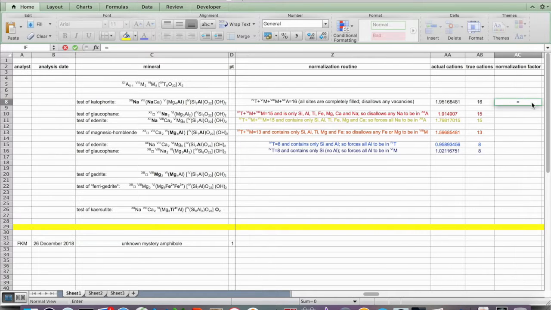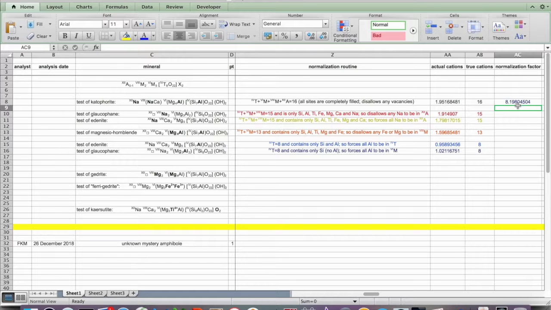And so what we want to do here is we want to ratio, I see we got my AGU letter here. Hope that'll go away here in a moment. So we want to have the true cations divided by the actual cations. And so you see we get a number here that's about 8.19.